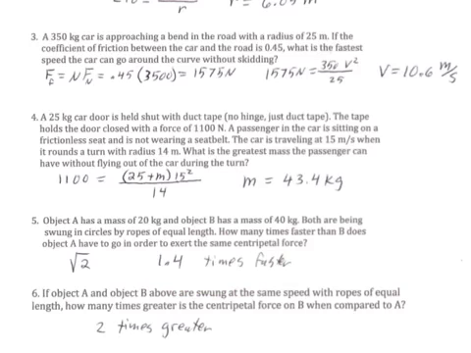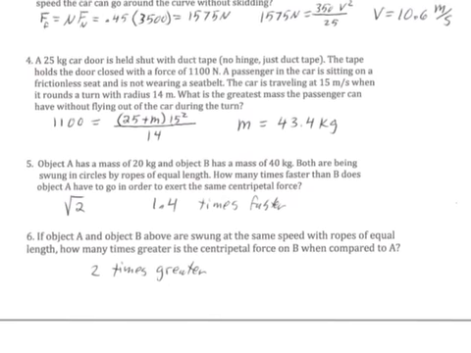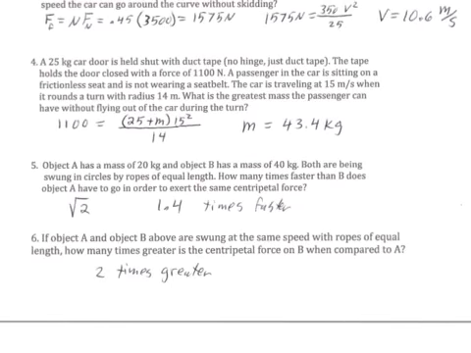And then the next question is asking if I have the same two objects, half the mass, twice the mass, are swung at the same speed with ropes of equal length. So basically what we're asking is what is the effect that mass has on centripetal force, and the bottom line is since B has twice as much mass, it will have 2 times as much centripetal force acting on it.